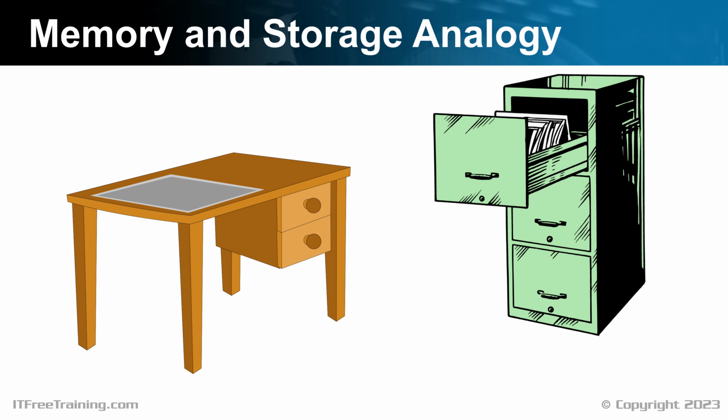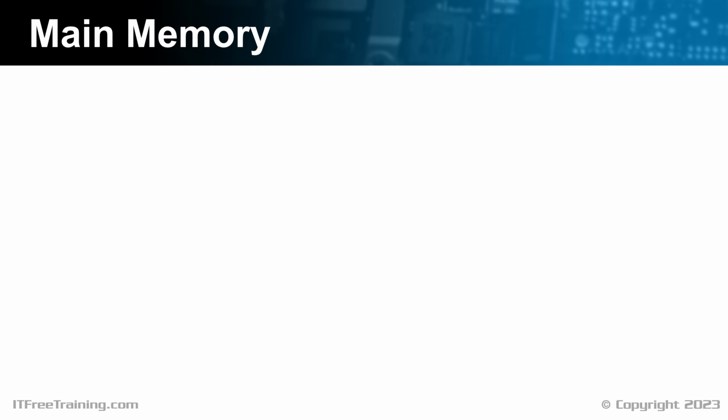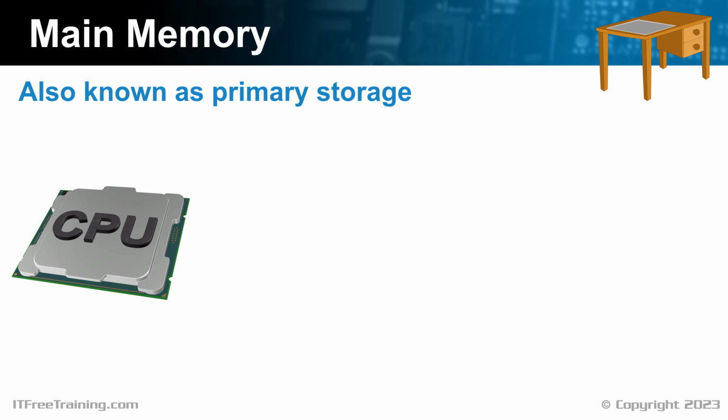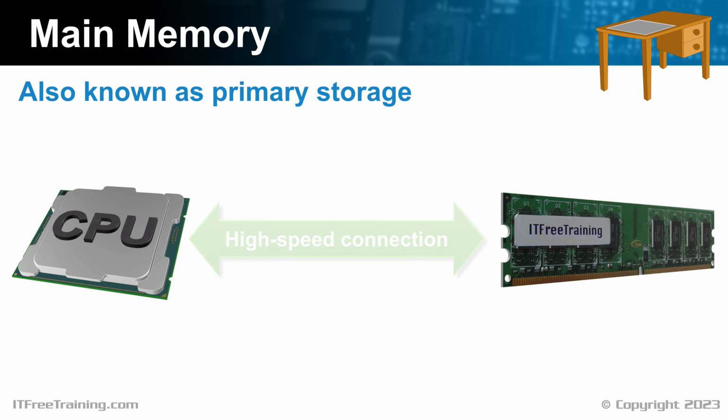Let's have a closer look. If you consider the table in our example, this holds data the computer can access quickly. This is often referred to as main memory or primary storage. The CPU requires this memory in order to operate. Since the CPU needs to access the data quickly, the memory will be connected to the computer using a high-speed connection. Main memory nowadays uses high-speed read-write memory such as DDR.